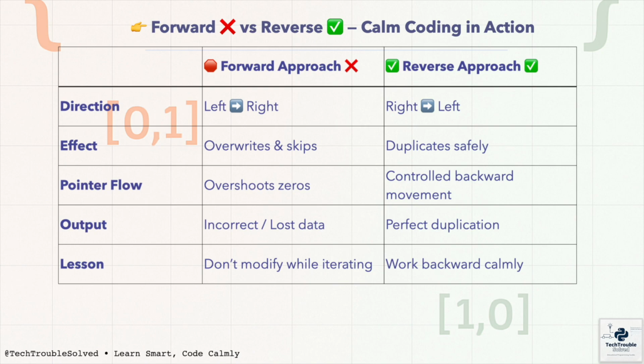Calm coding is not about speed, it's about clarity. You think ahead, you move with intention, and you let logic lead the way. And that's the calm power of thinking in reverse. When you stop fighting the array and start flowing with its logic, even complex problems become simple and smooth. Forward fails because it reacts. Reverse succeeds because it reasons. So remember, calm coders don't fight arrays, they flow backward.